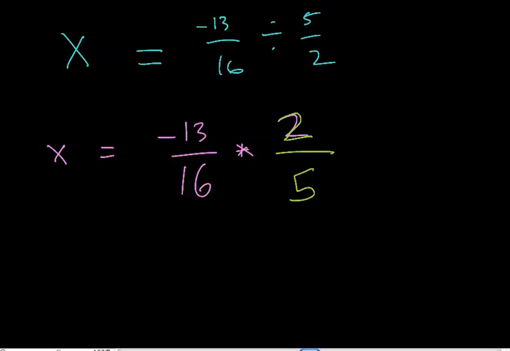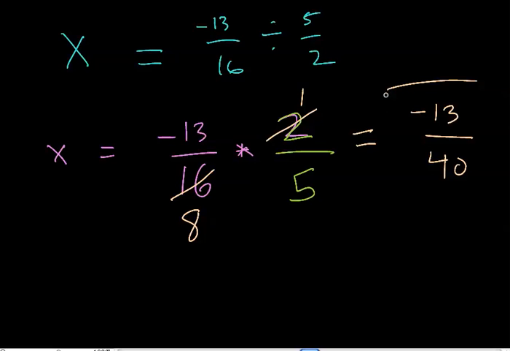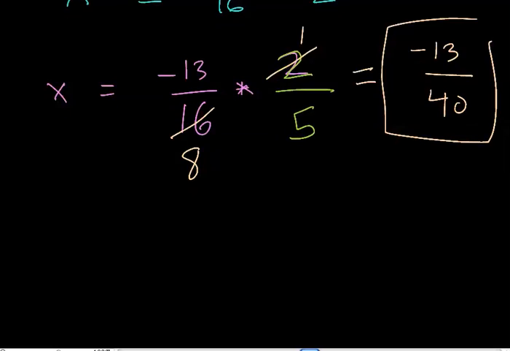Just to save a little time, I noticed that there's an even number on top and an even number on bottom. 2 is even. So that means I can cut it in half. What's half of 2? 1. What's half of 16? 8. I can only do that if I can do it to the top and the bottom. And what does this become? Negative 13 times 1 is negative 13. 8 times 5 is 40. And this is what x in this equation equals.